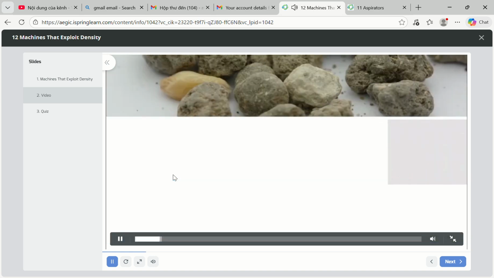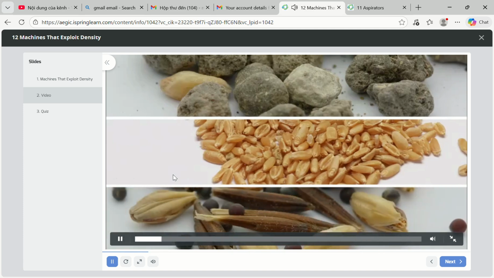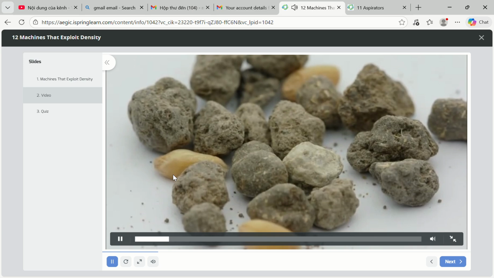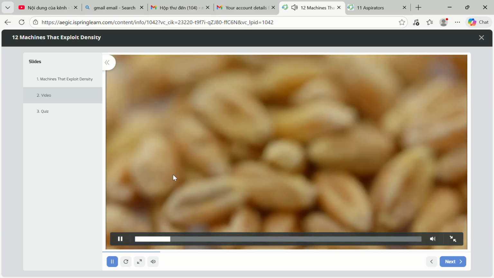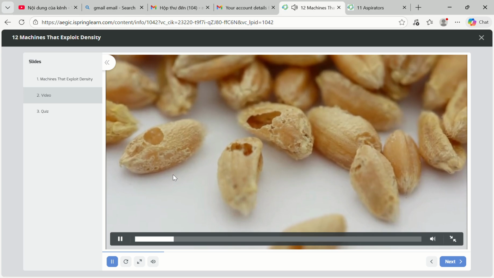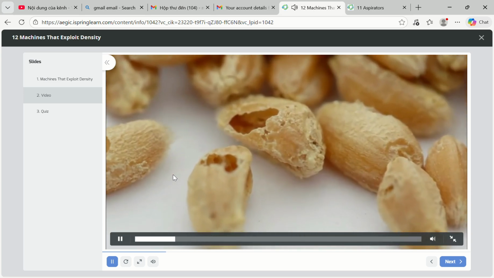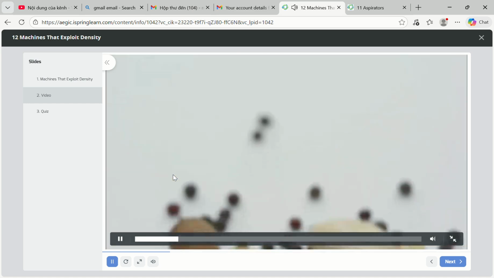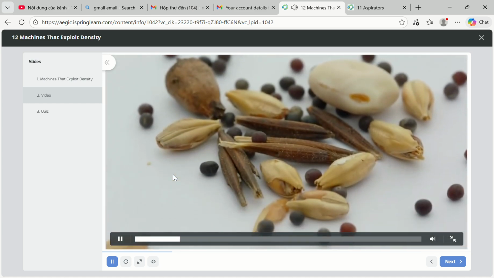Some contaminants in grain are about the same size as a kernel of wheat but have a different density. High-density contaminants include stones, mud balls and fertilizer pellets. Low-density contaminants include rodent droppings, hollow wheat grains, infested wheat grains and disease-affected wheat grains, as well as some weed seeds.